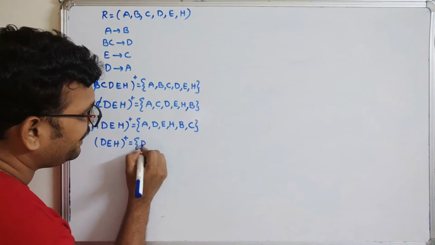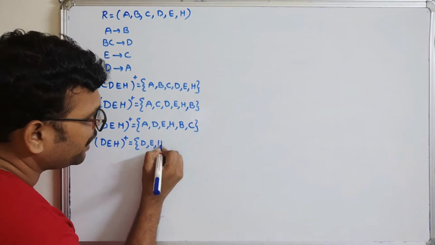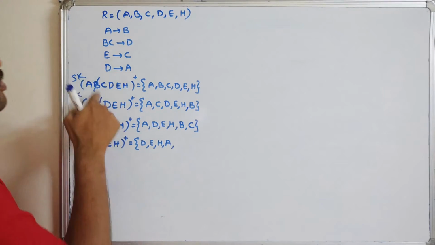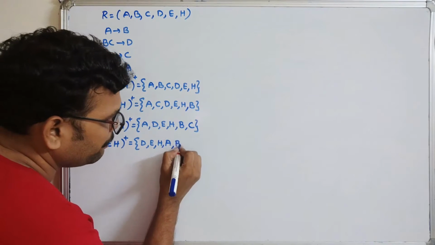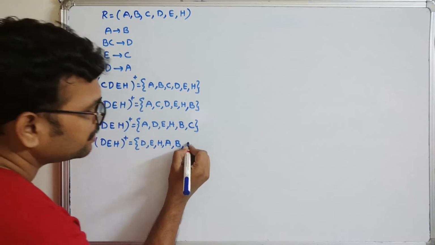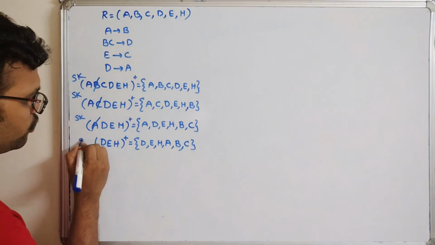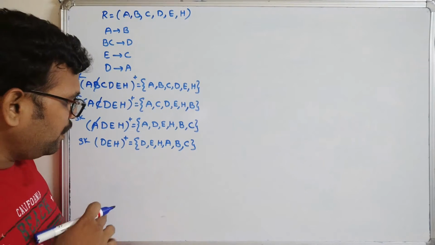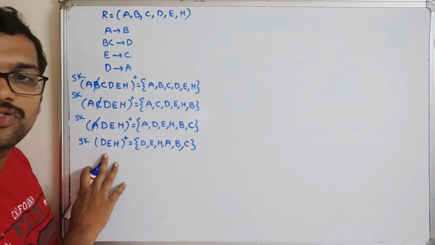Closure of D, E, H. If you know D, we can get A. If you know A, we can get B. If you know E, we can get C. So this is also a super key. Check whether we can still reduce the super key.